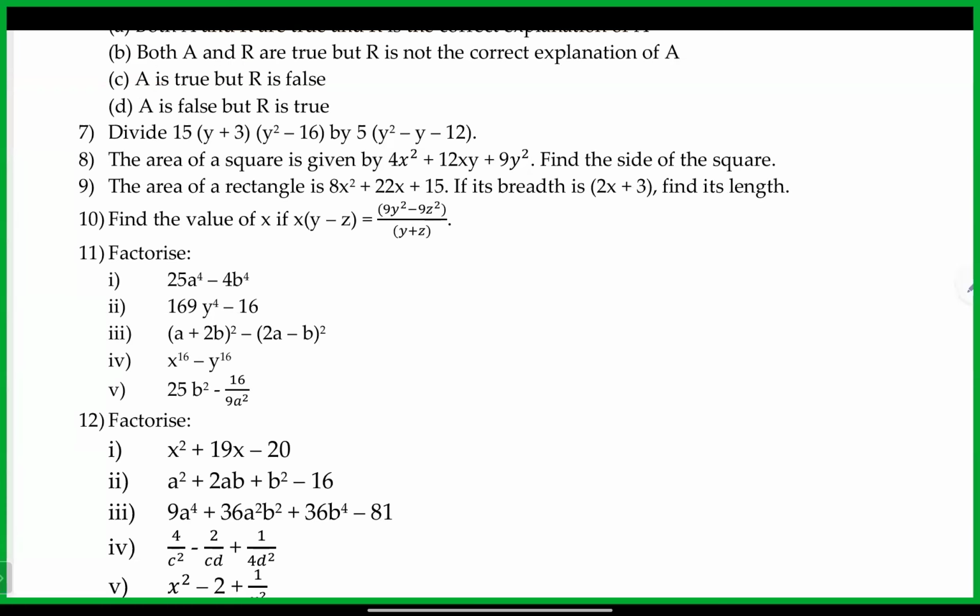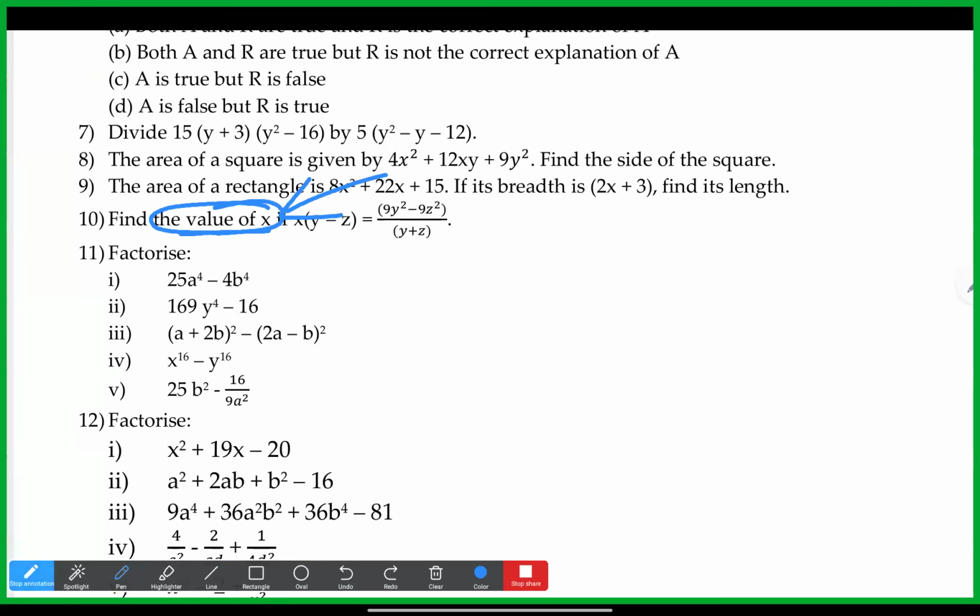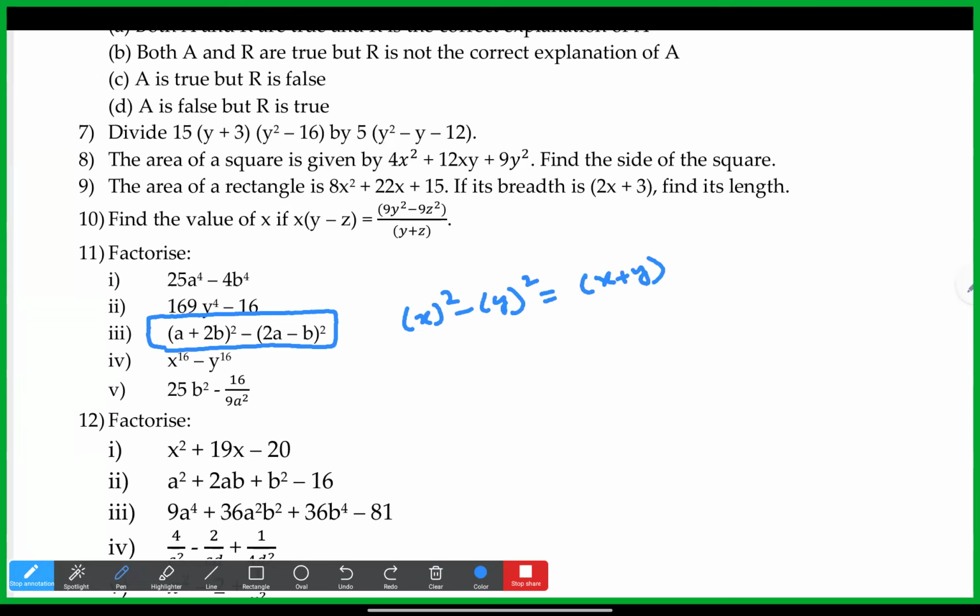Now, factorize (a plus 2b) whole square minus (2a minus b) whole square. So, Maisha, if you observe this, compare it with x square minus y square. X square minus y square is what? X plus y into x minus y, no?